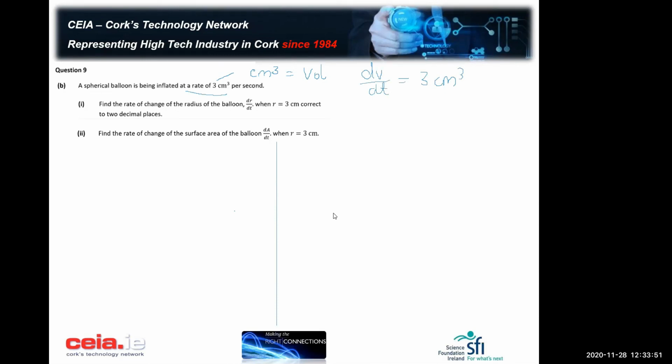So that's dV dt. Now they want you to find the rate of change of the radius of the balloon, dr dt, when r is equal to 3. So we're looking for dr dt. And we know that that's made up of dr dV by dV dt. Why? Because if you look at it like this, that can cancel with that and you're left with dr dt.